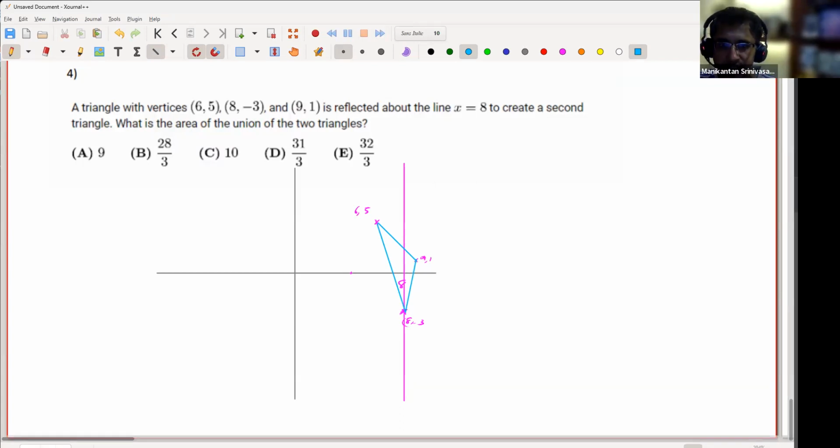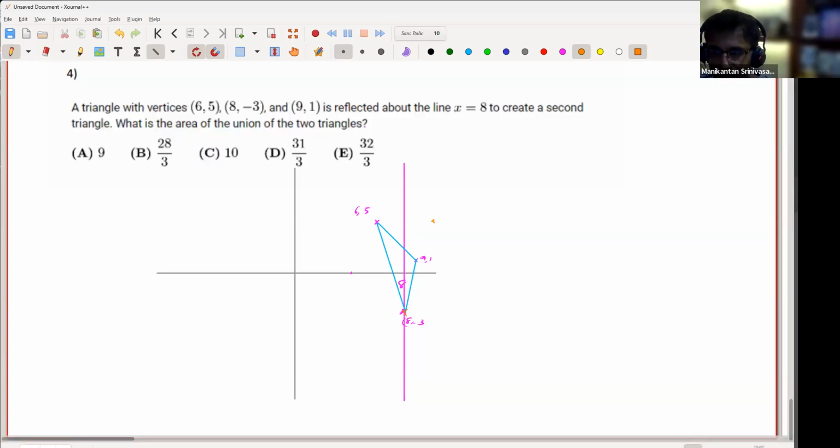Okay, and now this triangle is getting reflected about this vertical axis, right? So let me just draw in a different color. So this will go 6, 5. So 6 is 2 units apart here, right? So it's apart on that side. So this will become 10, 5. I'll just mark it for now, 10, 5. This point will remain, 8, -3 will remain 8, -3.